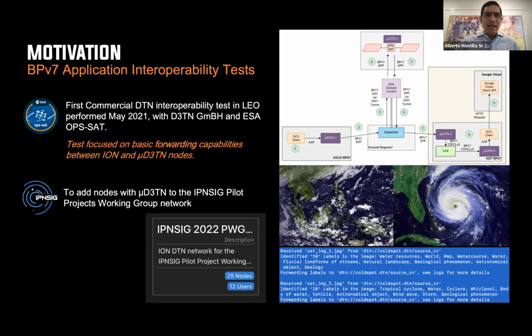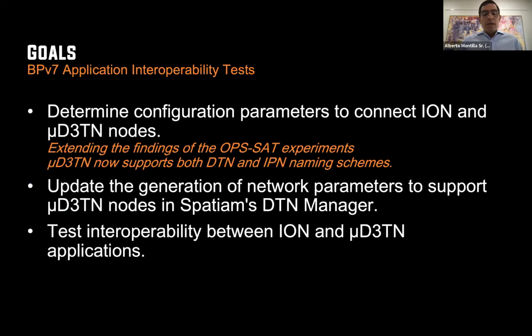Till then, at that time, the network had around 20 nodes. Till then, all the nodes were based on the ION implementation. As one of the goals of the IPNC is to build an open network, supporting multiple implementations was a critical objective. So with that being said, we set the following goals for these interoperability tests.